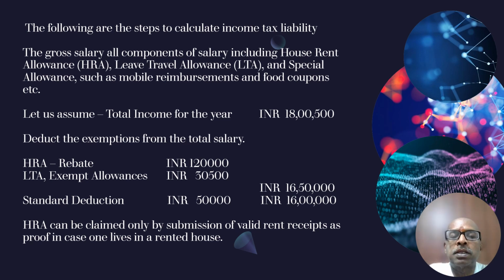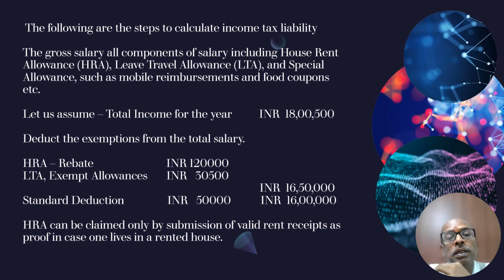Now total income has got all these components, which is 18 lakhs 500 rupees. Now house rent rebate we are given 1 lakh 20,000. I will tell you how it is calculated after this total. Okay. And other LTA and exempted allowance, whatever this is, some 30,500. So that net comes to 1 lakh 50,500. Once you deduct this 1 lakh 50,500 from 18 lakhs 500, you get 16 lakhs 500. And standard deduction another 50,000. So the net comes to 16 lakhs.